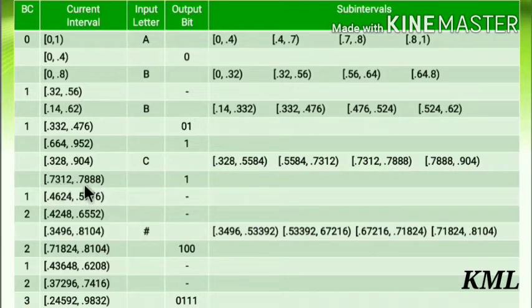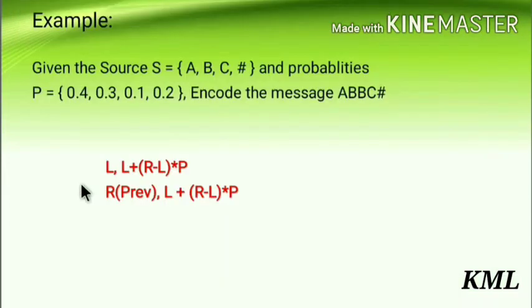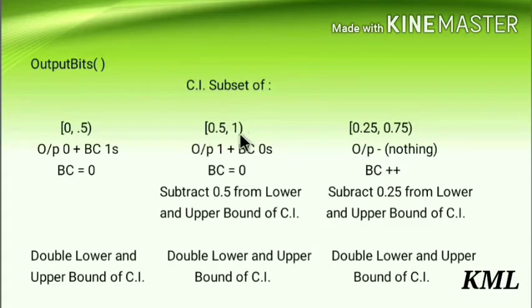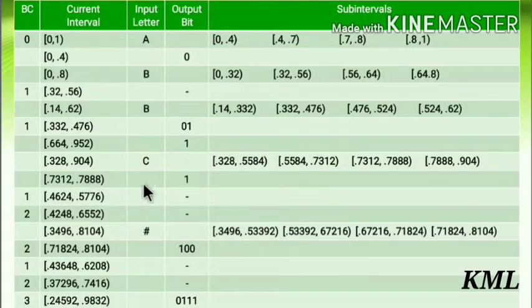Now check this, you have 0.7, 0.7. 0.7 falls in between 0.5 and 1. So you output 1 plus bit count zeros. What is your bit count currently? 0. So you just output a single 1.